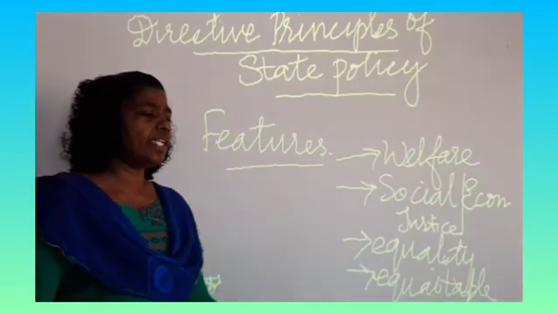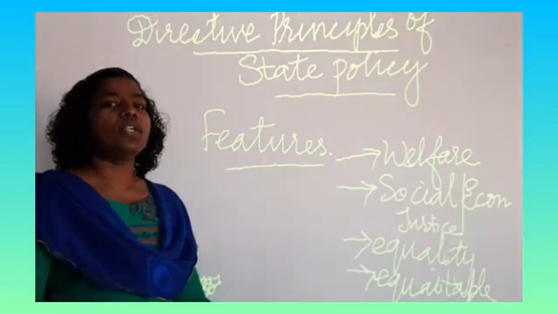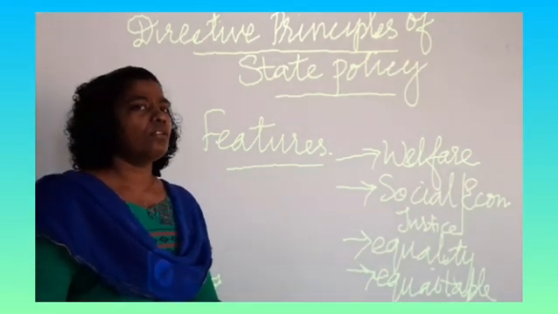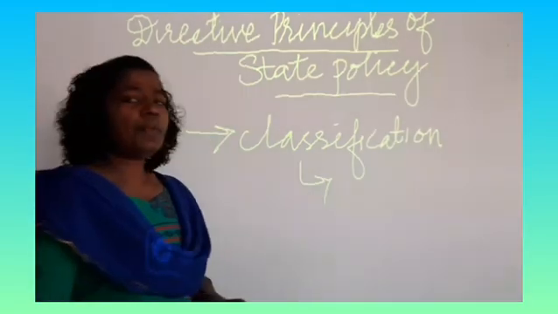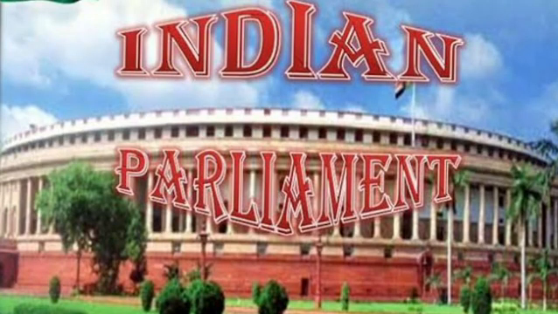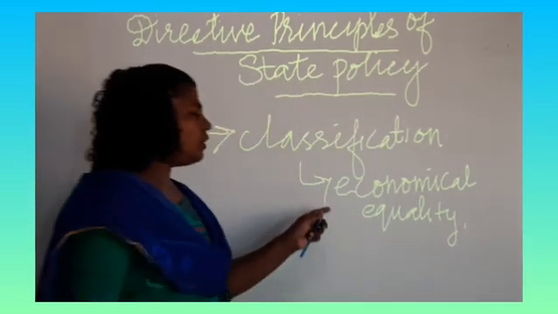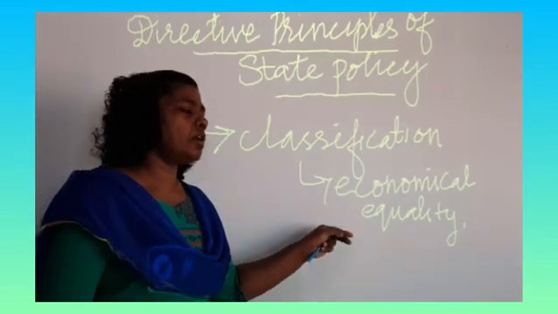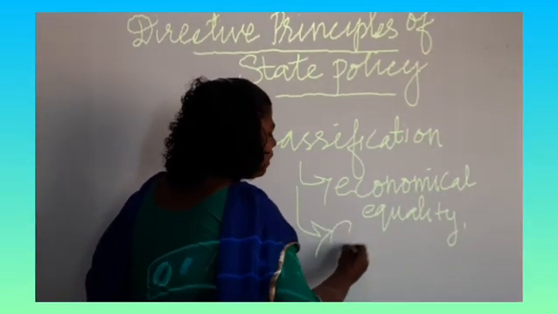And the next thing: when we say directive principles of state policy, they are classified under three sets. What are the three classifications? The first one is principles providing economic equality. We can say it is the general principle, providing economic equality. And the second principle is the Gandhian principles of economic and social development. The second one is the Gandhian principle.